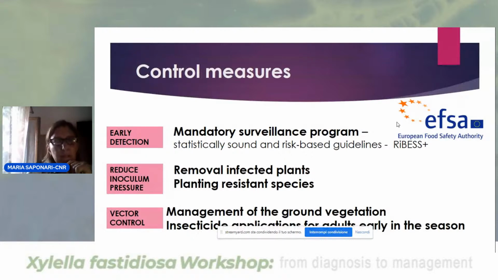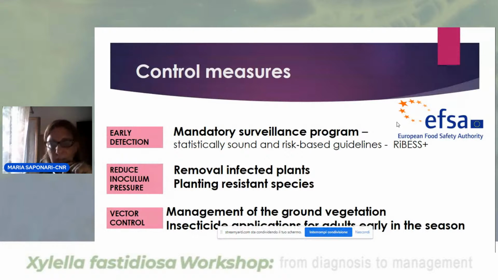To reduce the inoculum pressure, as I explained, the removal of infected plants is mandatory in most of the outbreaks, except those that are under containment. And in the demarcated area, it is forbidden to plant new orchards with susceptible species, unless it has been proved that they are resistant. And then the vector control.